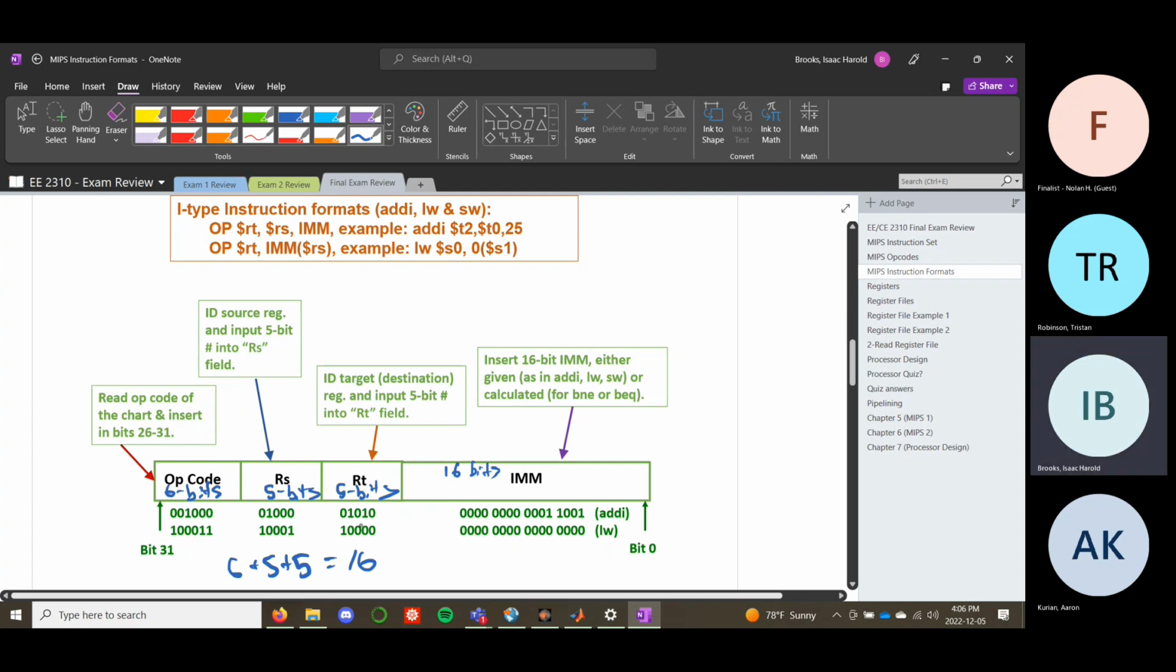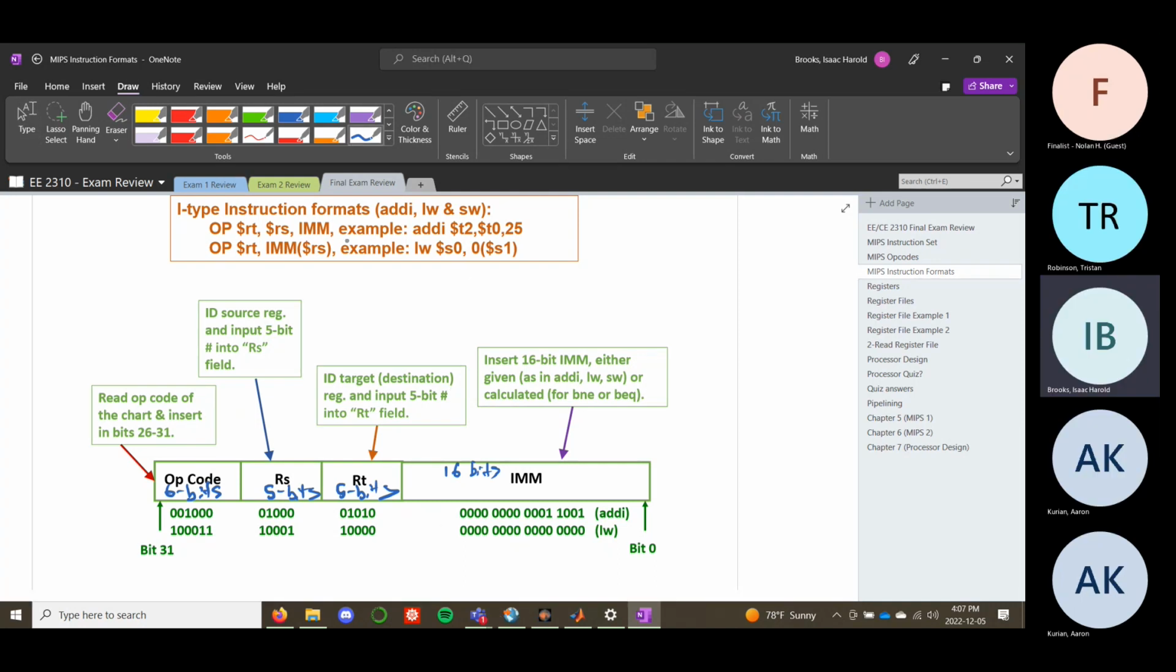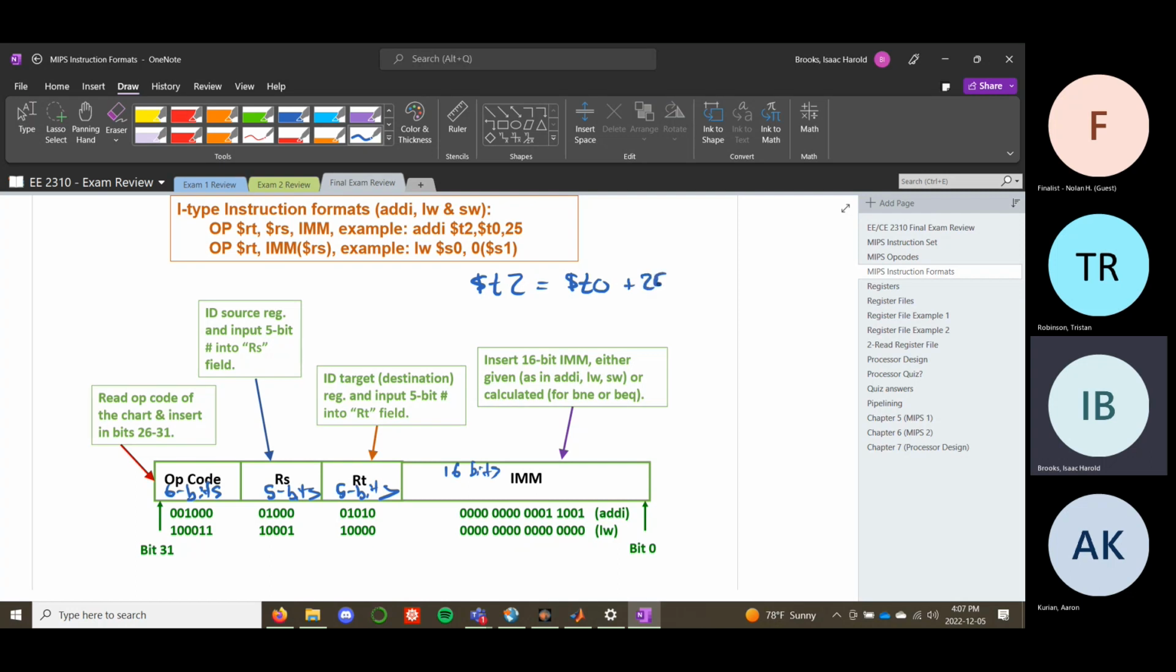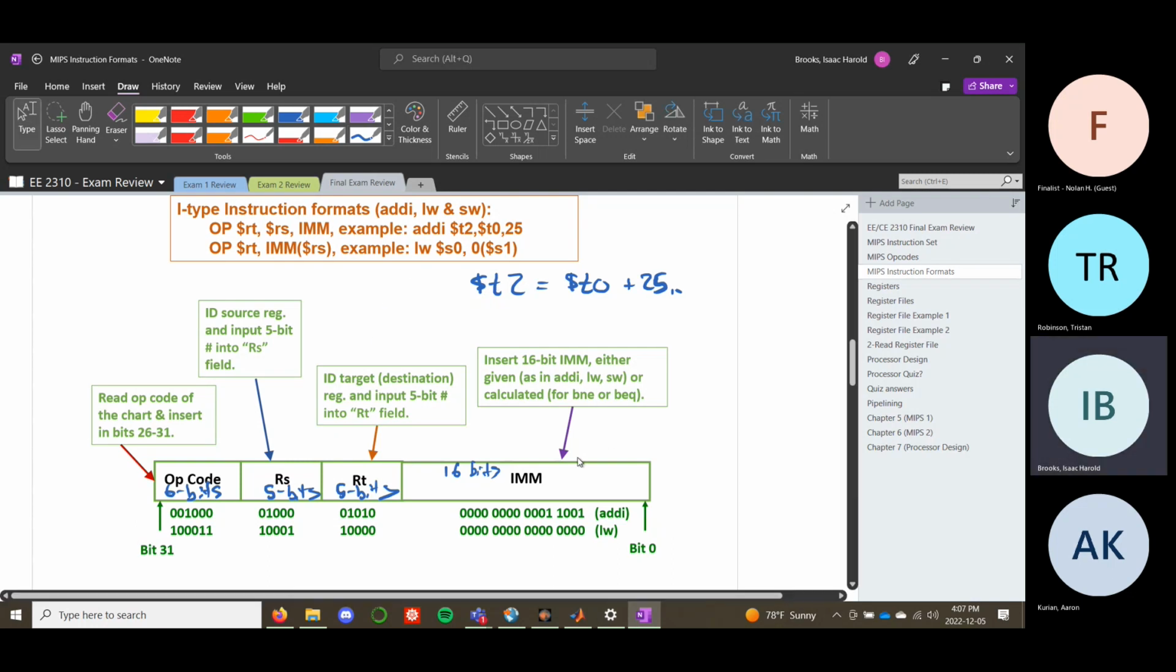So the I-type instructions, things like the add immediate and the load word, where you need to have a number that you type in. So add immediate is probably the easiest to understand because instead of a register here, you're just putting a number. So this add immediate T2, T0, and 25 would say T2 equals T0 plus 25, and it's a base 10 25. And this is how it gets broken up.